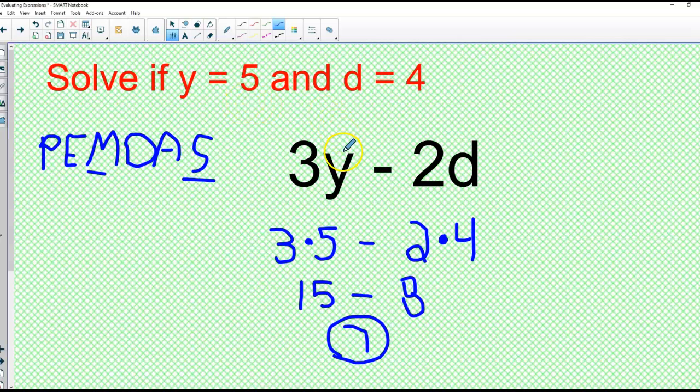So you may have more than one variable in a problem. This one has 2. You could have 3, and so forth. So anytime that happens, y will always be 5 in this one, and your d will be 4. It tells you that straight up here. It's just a matter of plugging in what it's worth for the variable.